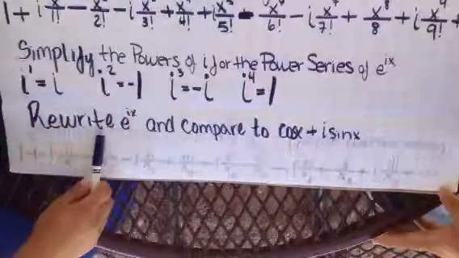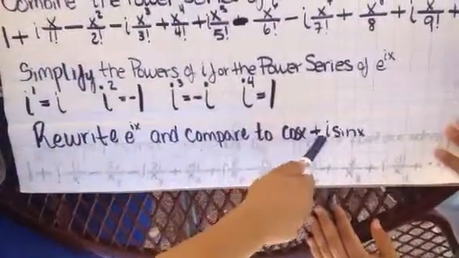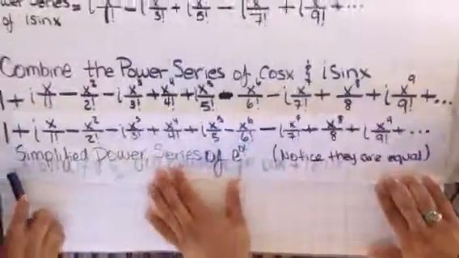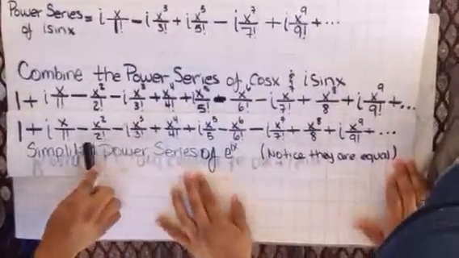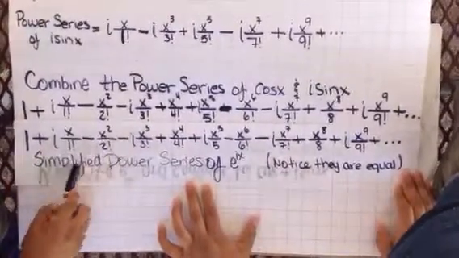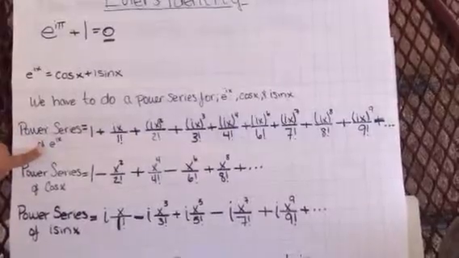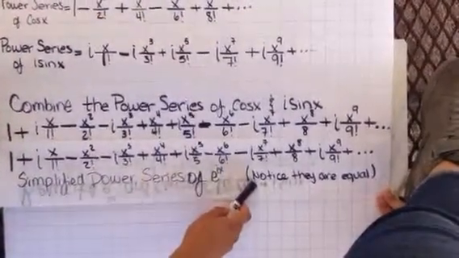We will now rewrite e to the power of ix and compare it to cosine x plus i sine x. We could see that once you simplify the combination of the power series, it will look like the power series of e to the ix. They are highly similar. Notice that they are equal.